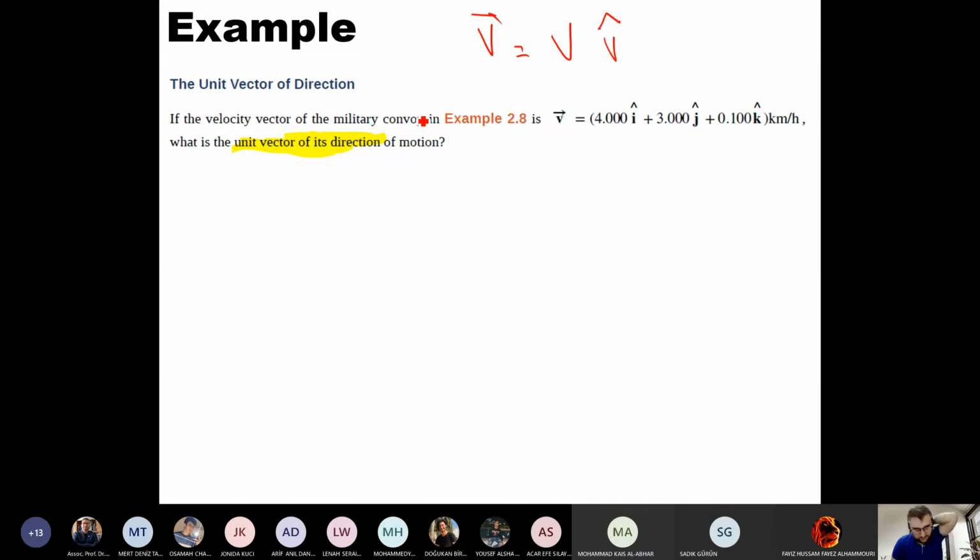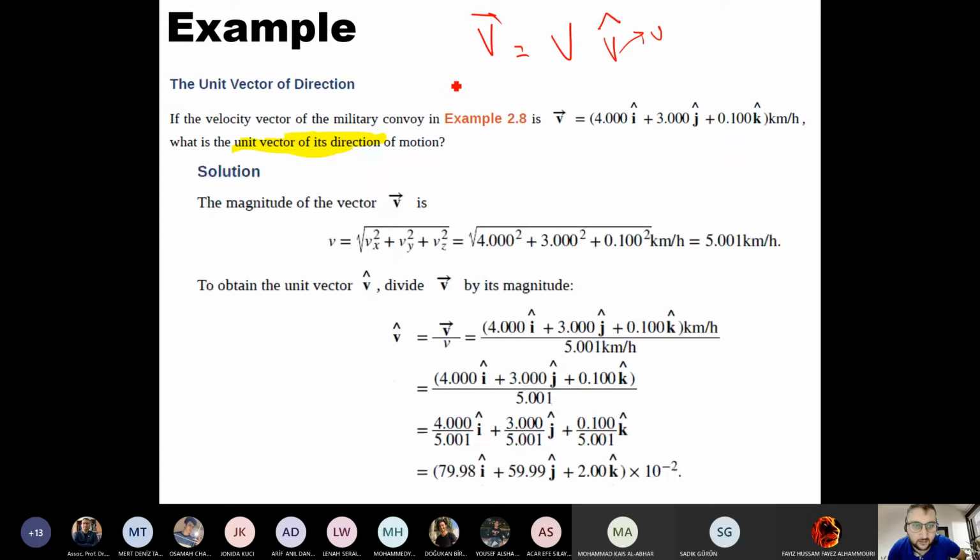We don't know which unit vector, because inside this v there are I hat, j hat, k hat. So it is in 3 dimensions. So what is this? V hat, unit vector. This one is magnitude, and this one is vector. So how can you find the unit vector? By dividing by v.